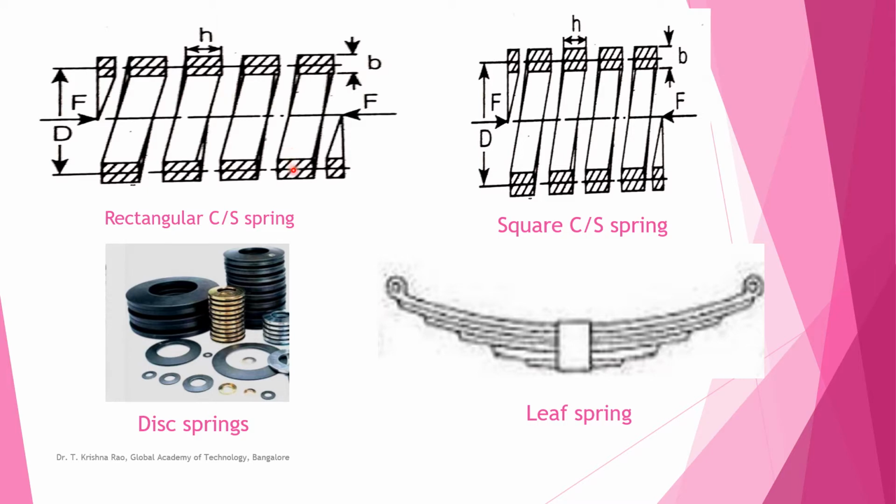A rectangular wire is taken and a spring is formed. The rectangular cross section has two dimensions. One is the width of the cross section, b, and the other is the thickness of the cross section, h. Whereas a square cross section, where b and h are equal, is a special case of rectangle where b equals h. Then coming to the disc spring, it is like a washer with a dished shape, a dome-like thing, and it gets compressed and gives you very small deflection for very high load. The last one, leaf springs, we will talk about separately in the next video.